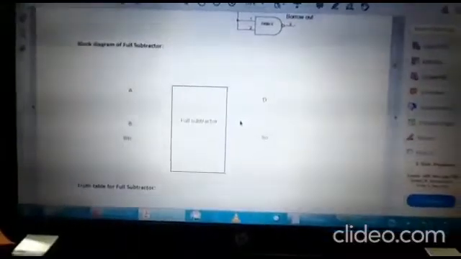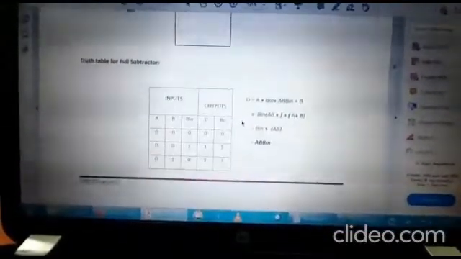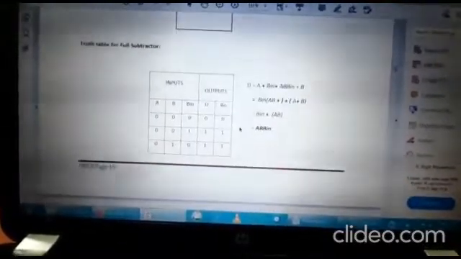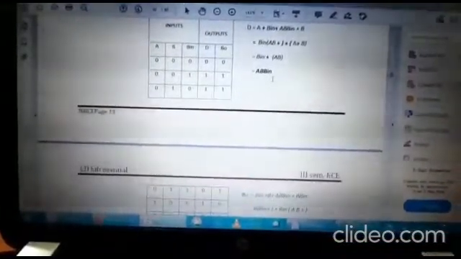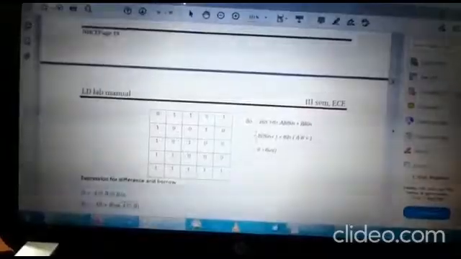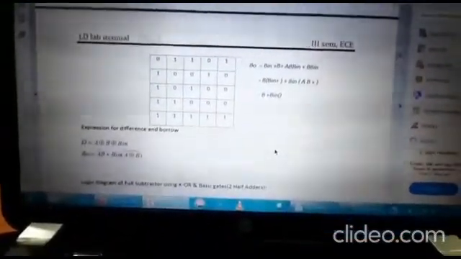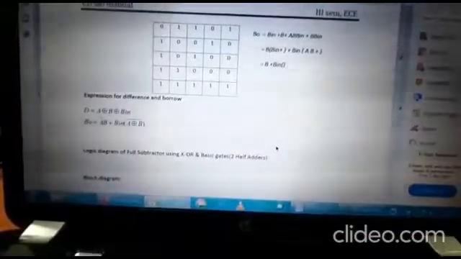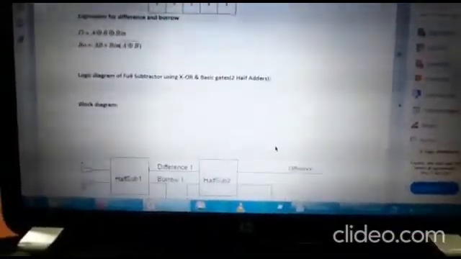Coming to the block diagram of a full subtractor, you can see the inputs, where B in is the borrow input, and D and B out are the difference and borrow. The expression for the difference is A XOR B XOR B in, and the output borrow is B out. By applying De Morgan's laws and K-maps, you can arrive at these two expressions.